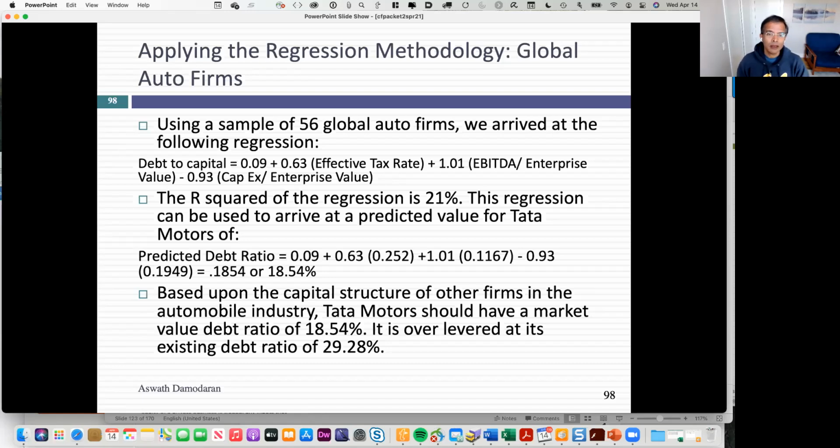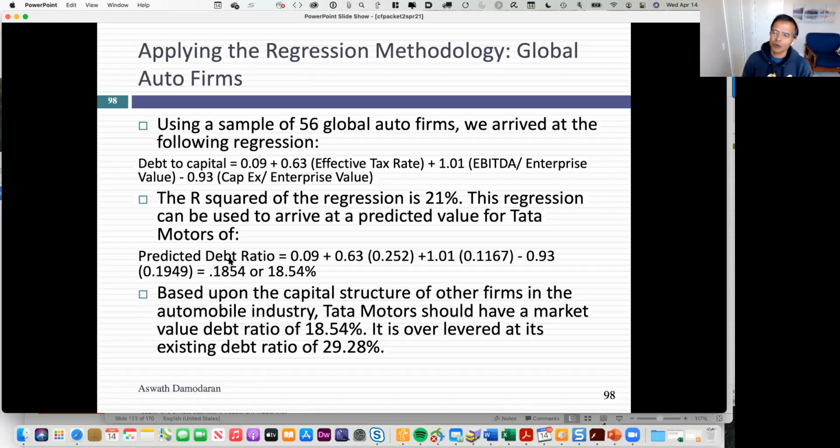Absolutely. There are some sectors where we'll get very high R squares because the differences are driven by fundamentals. And there are some sectors where there's nothing fundamental that explains them. But an R squared of 21% is still going to give me a prediction. In this case, the prediction I get if I plug in Tata Motors' numbers for tax rate, enterprise value, and CapEx into that regression is 18.54%.